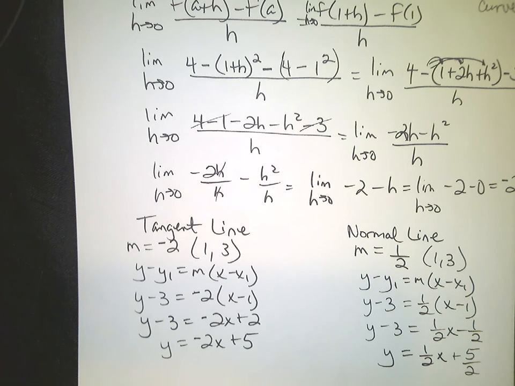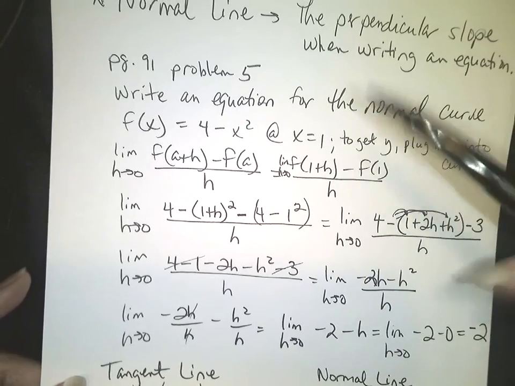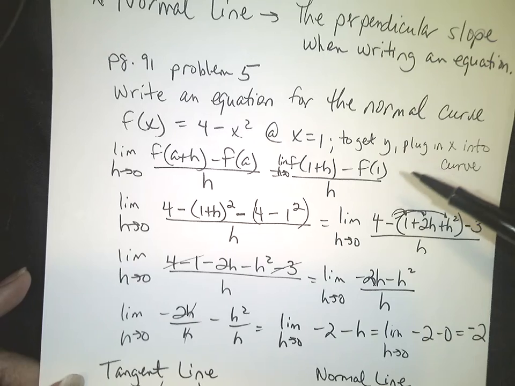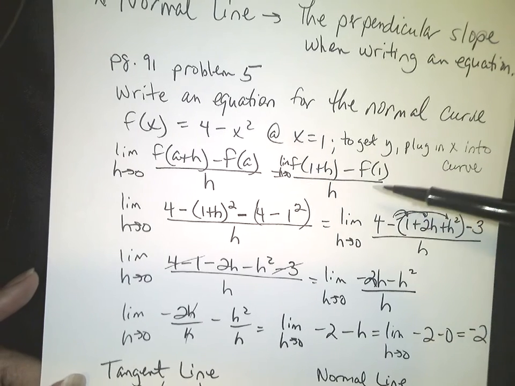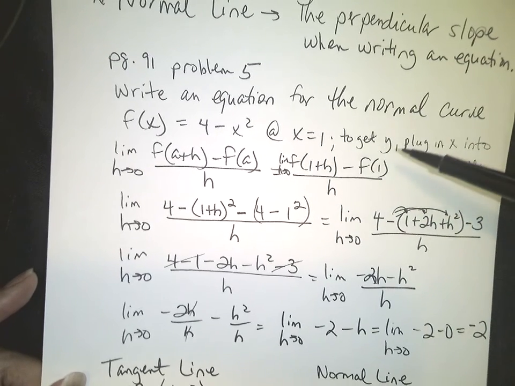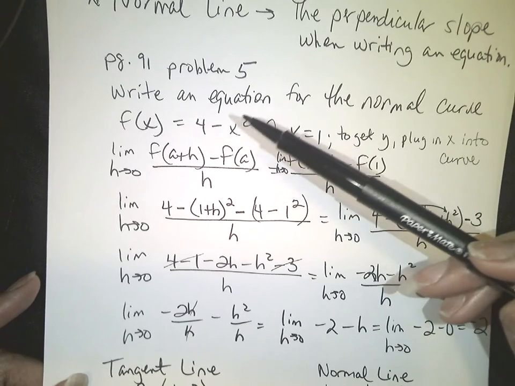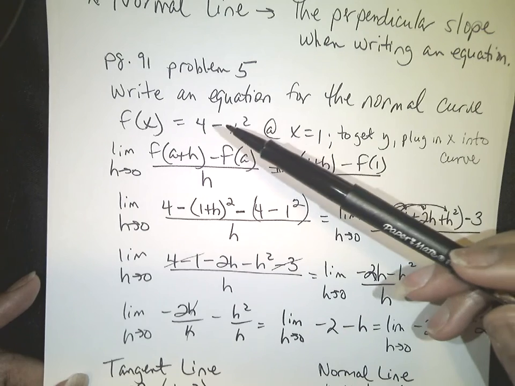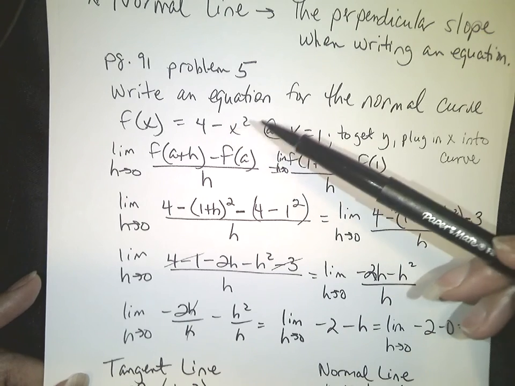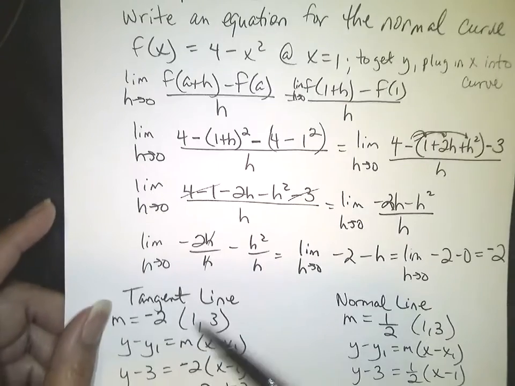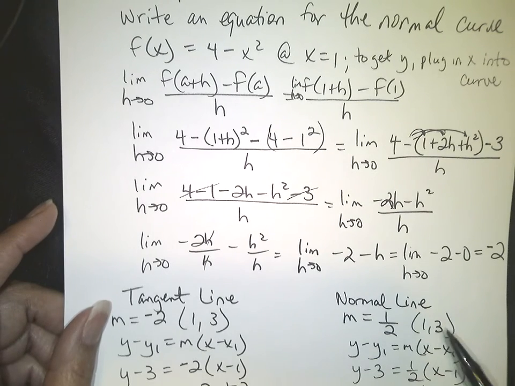That's 5/2. That should be 2.5. All right, and that's our normal. So let's recap. It asked us to write an equation for the normal curve. It gave us x. It didn't give us y. So how did we get y? You plug x into the curve. So we got our y by plugging in x here, and we got 4 minus 1 squared, which was 3. So that's how we ended up with 1 and 3 as our point.